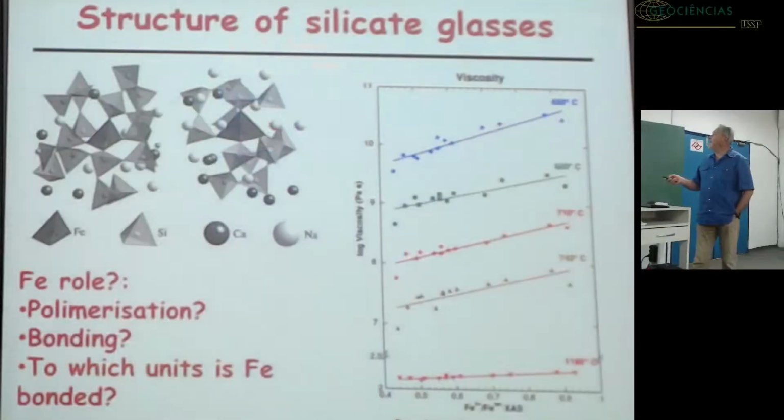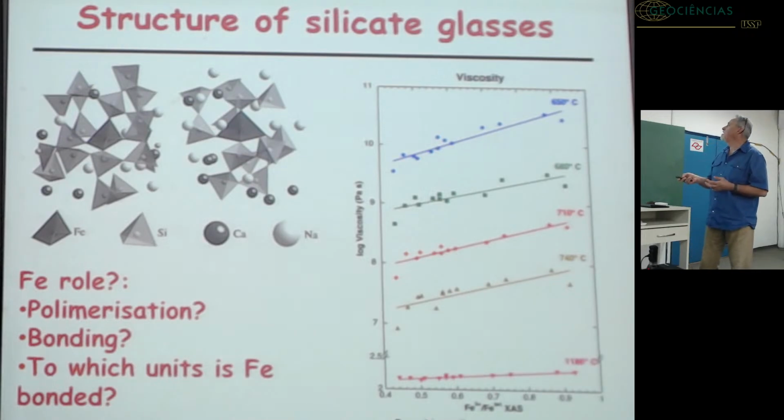And iron, when it's divalent, is both tetrahedrally coordinated or in a trigonal bipyramidal coordination, mostly. When it's trivalent, it's mostly tetrahedrally coordinated. Is it important to get information on the iron?